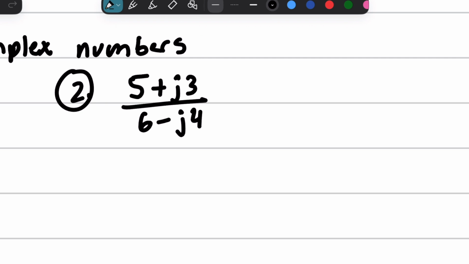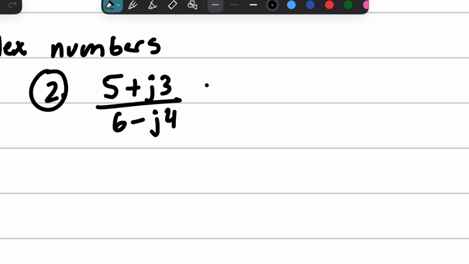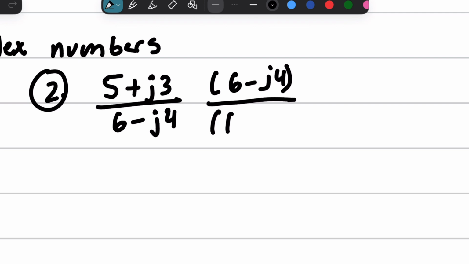And so for here, we're going to multiply both sides by some factor of 1, and that's just going to be the complex conjugate of the denominator, because we want the denominator to be a real number. And we want the denominator to be a real number so that we can simplify this into a real and an imaginary portion, okay?